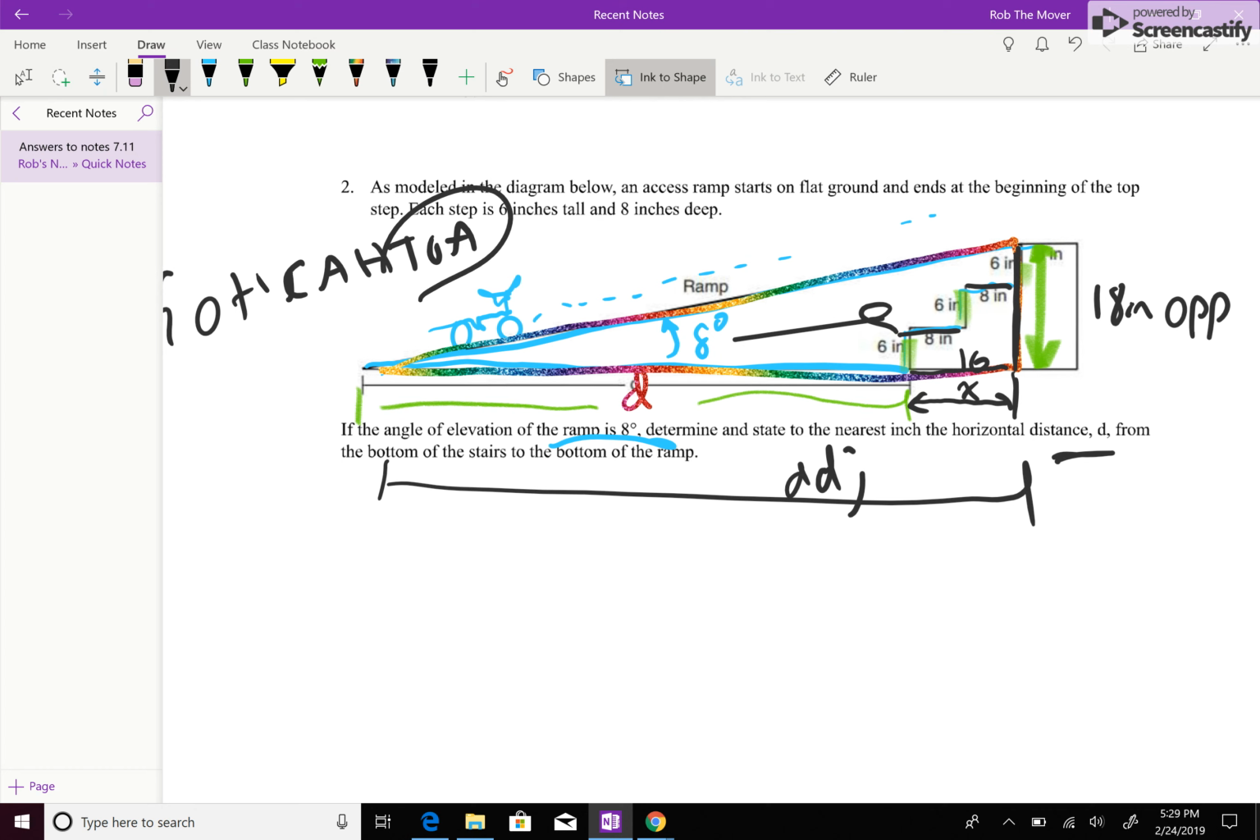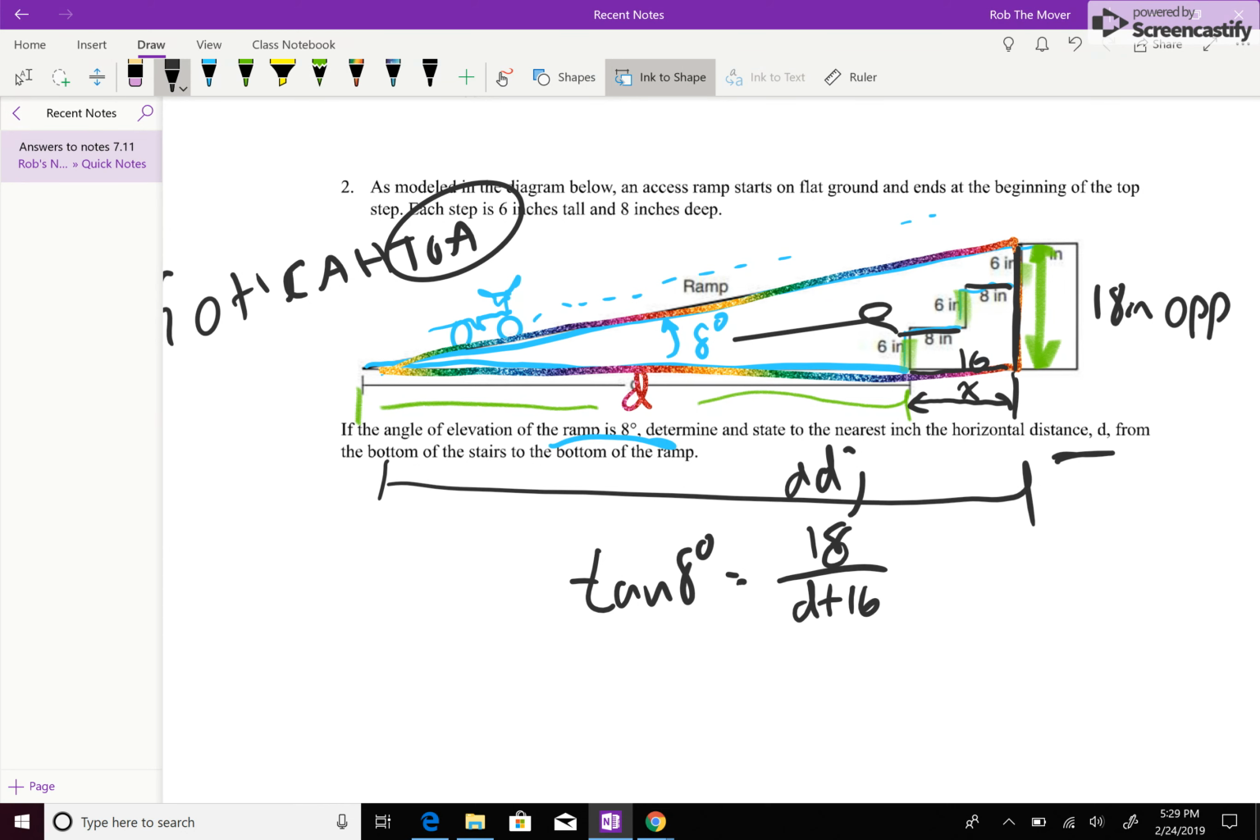The tangent is the opposite over adjacent. So the tangent of my angle 8 degrees is equal to opposite, which is 18, all over d plus x, but x is 16, so I can just say d plus 16, right?